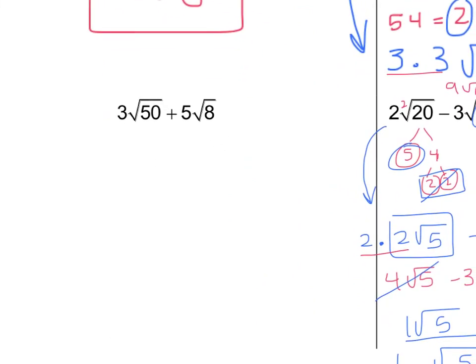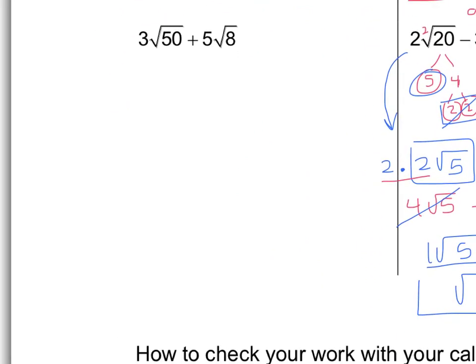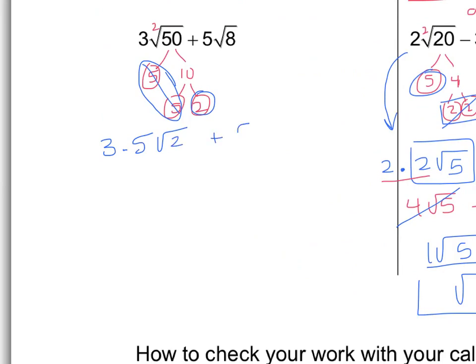Oh, I didn't see that. So let's do this one. 50 is 5 times 10, and 10 is 5 times 2. So again, the index is 2, so anything in groups of 2 would leave. So the 5 will leave, and this will stay inside the radical. So 3, don't forget to copy it, 5 radical 2 plus 5.